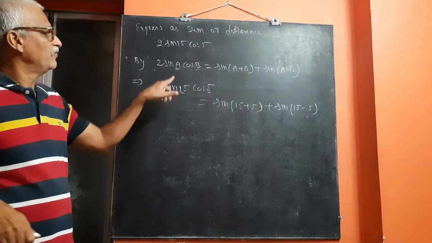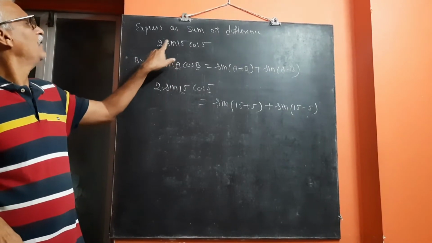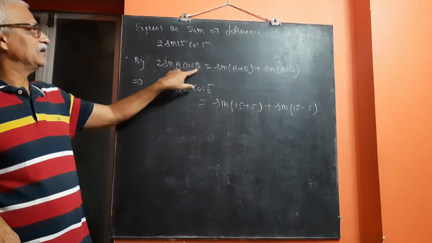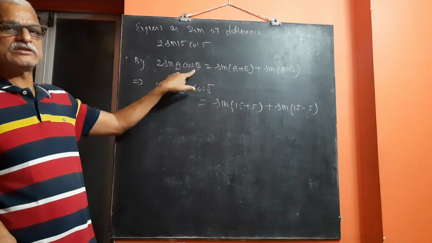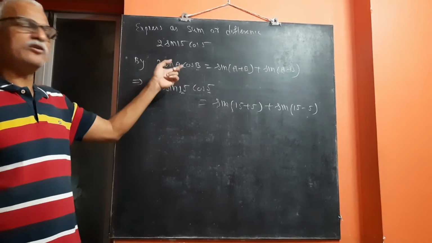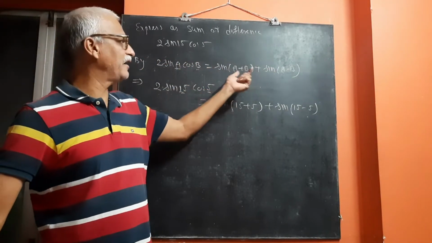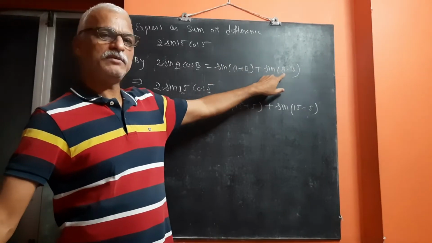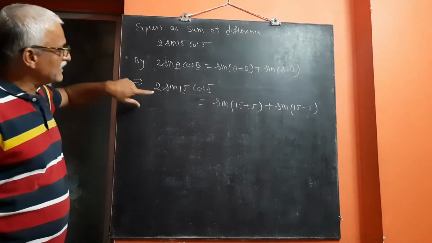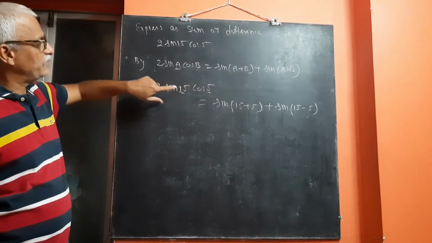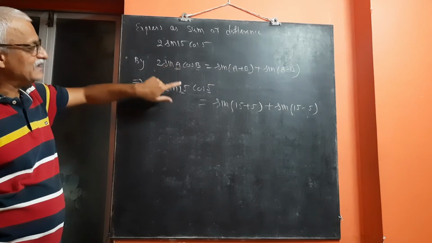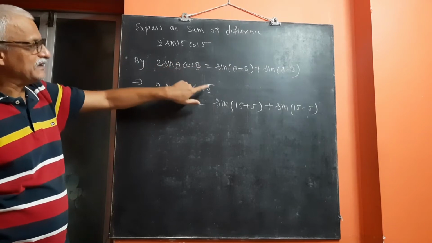I repeat again, 2 sine 15 cos 5 is equivalent to 2 sine A cos B, that means multiplication of sine and cos, and multiplication of sine and cos is the addition of 2 sine with the angles A plus B and A minus B. So sine of A plus B plus sine of A minus B. Now if we compare this 2 sine 15 and cos 5 with 2 sine A into cos B, then the value of angle A is 15 and angle B is 5.